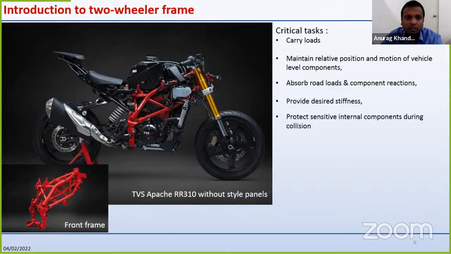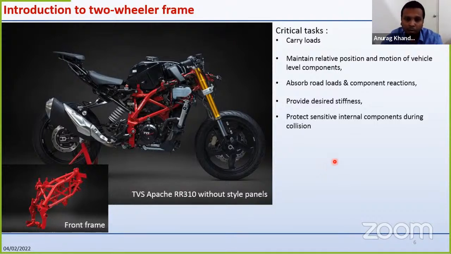Going forward, obviously the frame carries parts, then it maintains relative position and motion of vehicle components. When we say position, it ensures rider position, engine position, and also drive geometry. And when we say motion of components, it ensures swing arm motion, swing arm articulation, and the steering column in the front, through which the lower bracket and suspension also rotate. So it has to maintain a specified geometry and it ensures those positions and motions.